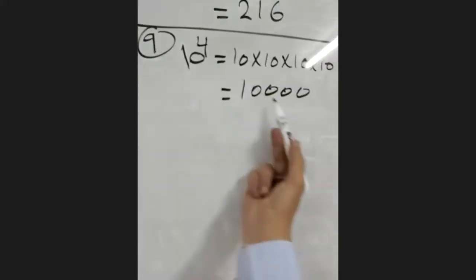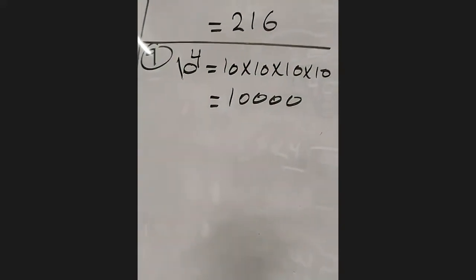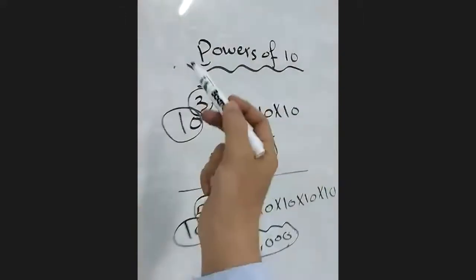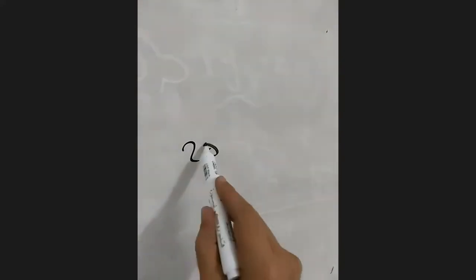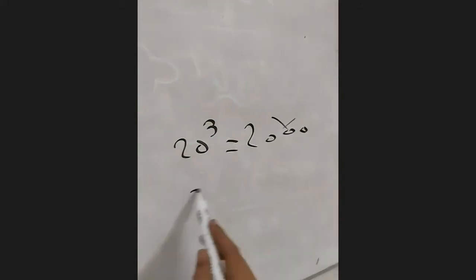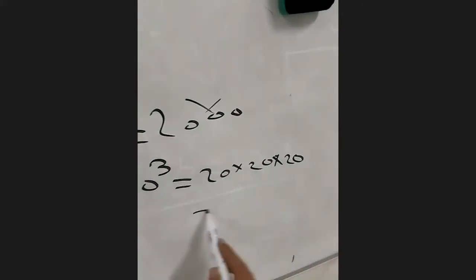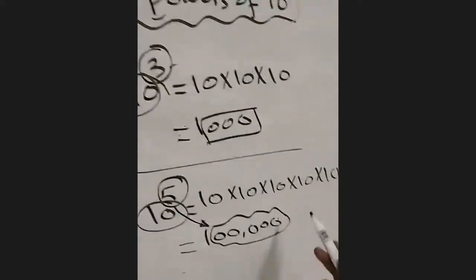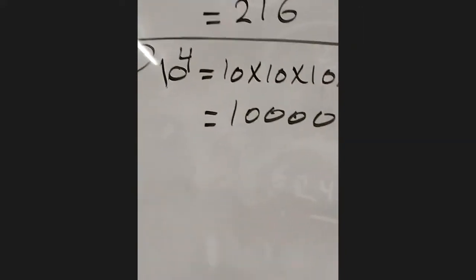So you can put this, but if you don't want to think so much, just put 1 with the number of the zeros. And this, guys, is especially for powers of 10. Otherwise, for example, 20 to the power 3, don't put 2 with 3 zeros. This is wrong. 20 to the power 3, we do it normally: 20 times 20 times 20. This will be 8,000. So this is different. What we talked about here is only for powers of 10, no others.